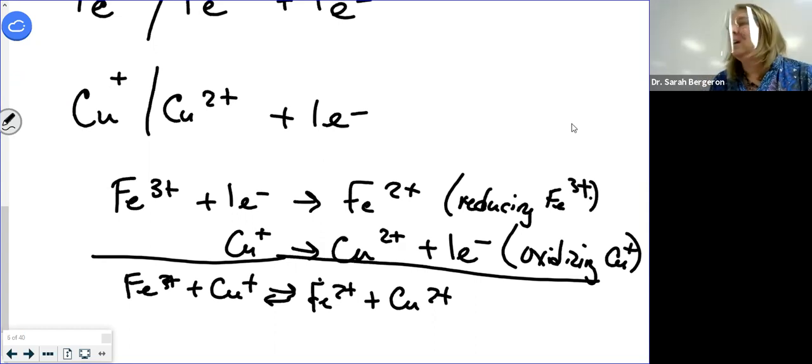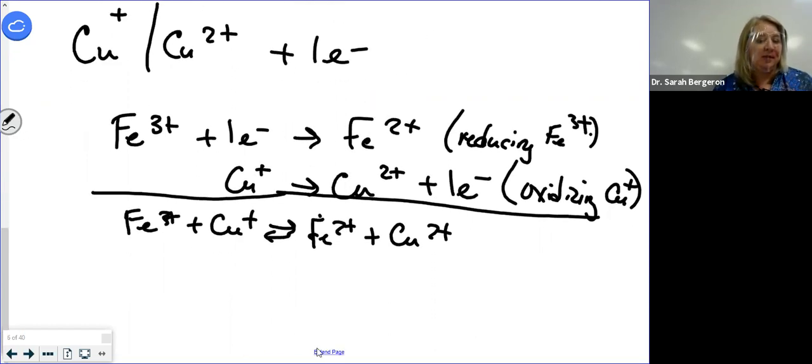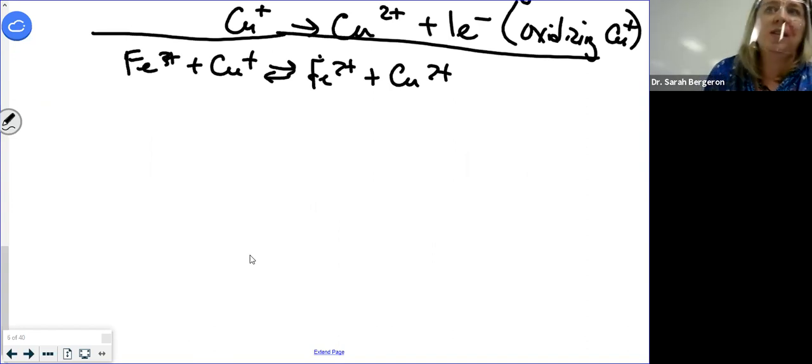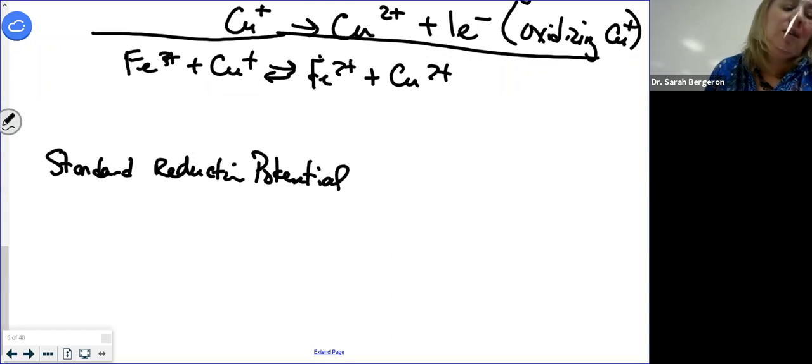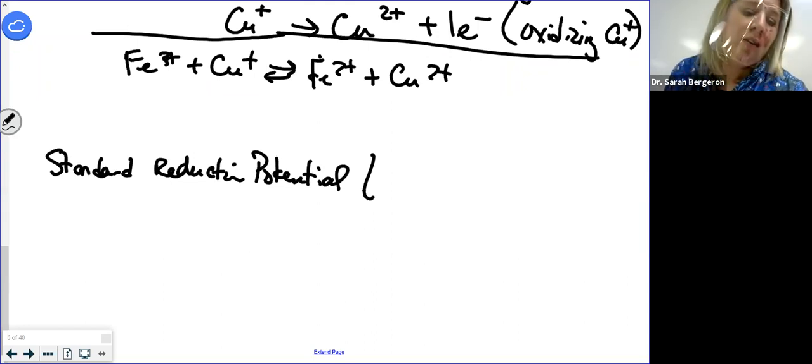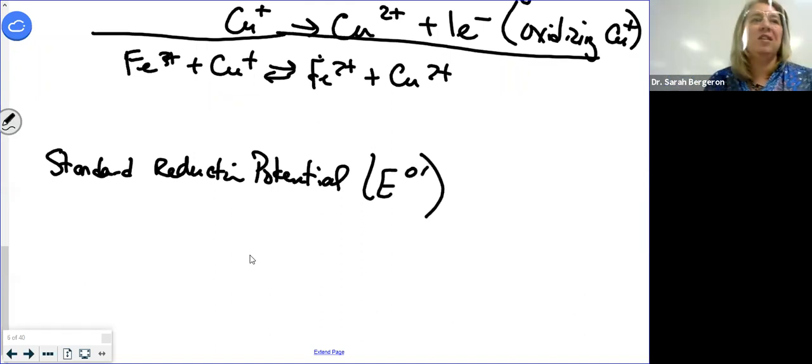All right, so why do the electrons move? What causes those electrons to move? Anybody? Anybody read the first section? So why do electrons move? The standard reduction potential, E naught prime, same conditions as all of our standard conditions in the past. But we list the standard reduction potential in volts.